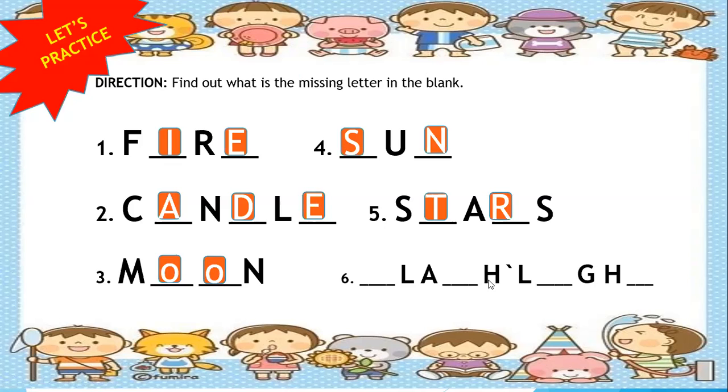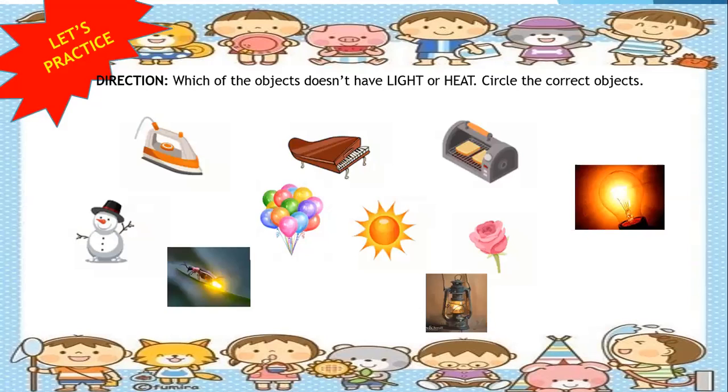Number six, the last one but not the least, is an example of artificial light. What is it? This is a flashlight. Great. The missing letters are F, S, I, T. Flashlight, I spell F-L-A-S-H-L-I-G-H-T. Amazing. All right, now in this activity, let's practice more.